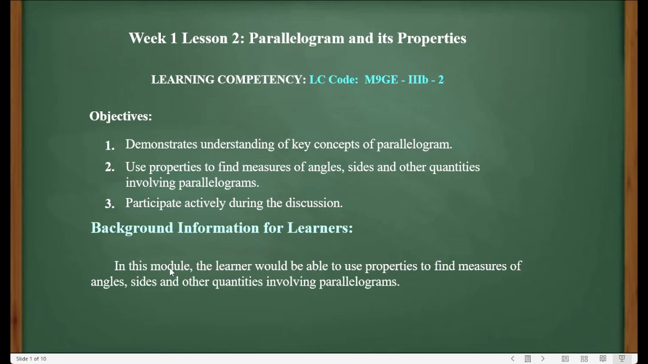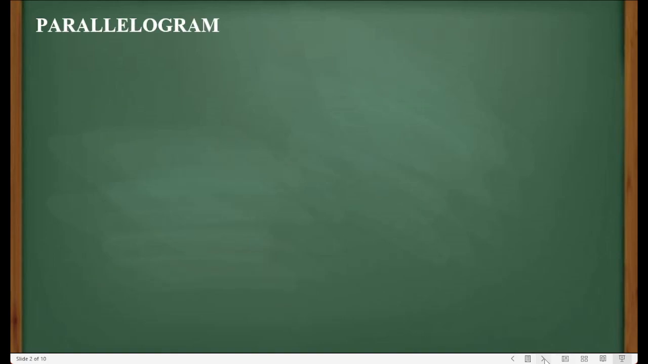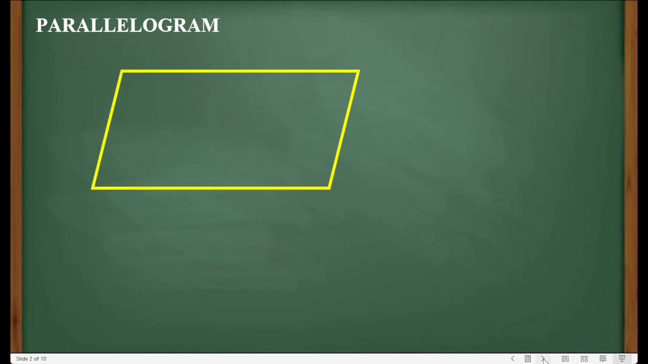Now in this material, you would be able to use properties to find the measures of angles, sides, and other quantities involving parallelograms. Now let us start with the quadrilateral itself, the parallelogram. Okay, so it is a four-sided figure, so what is this quadrilateral?